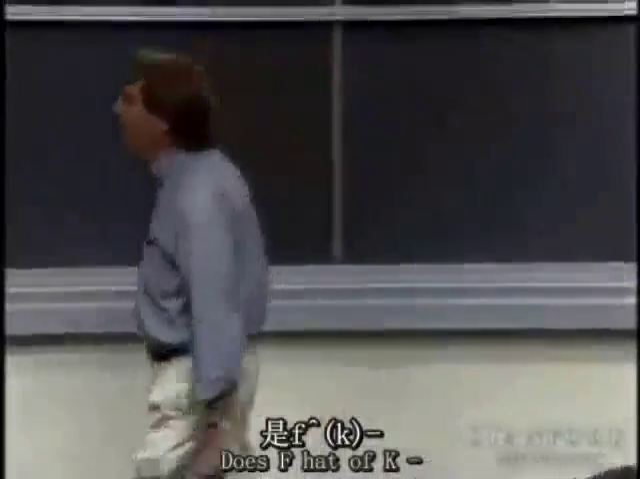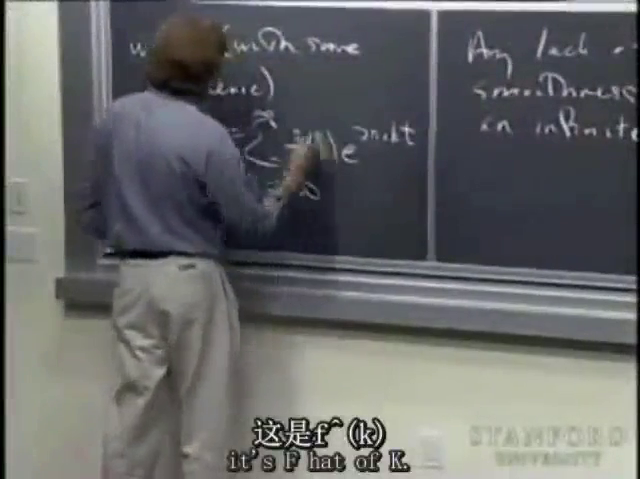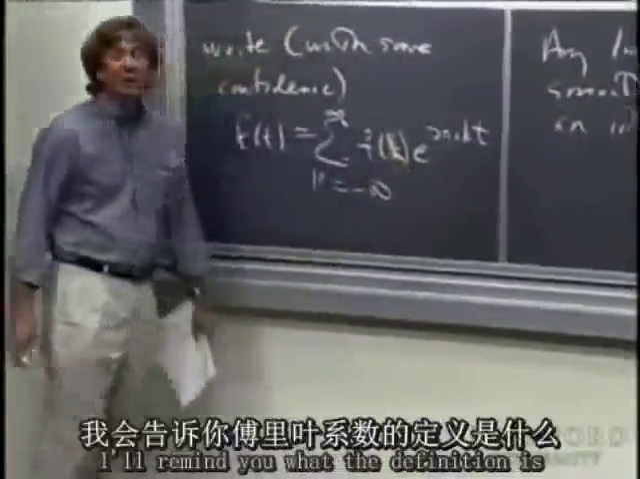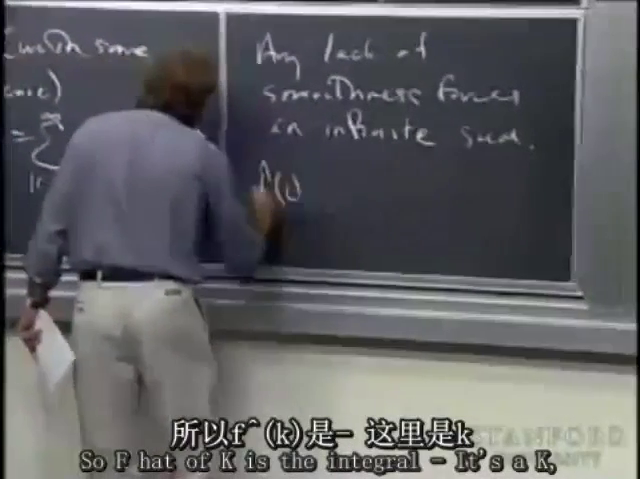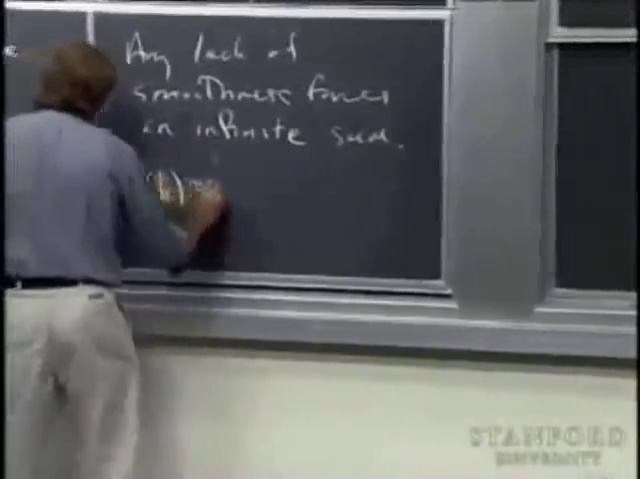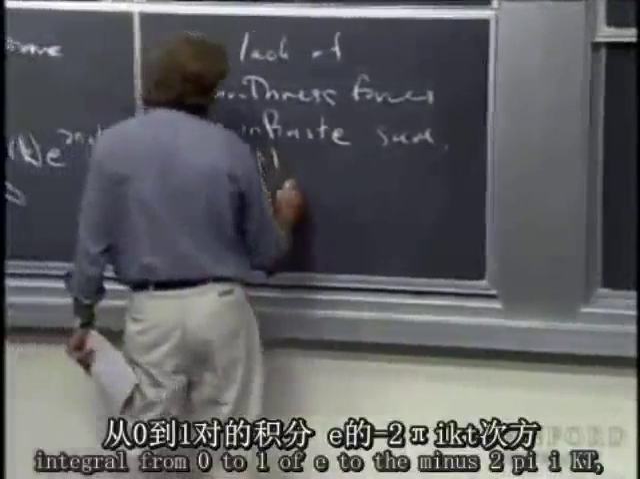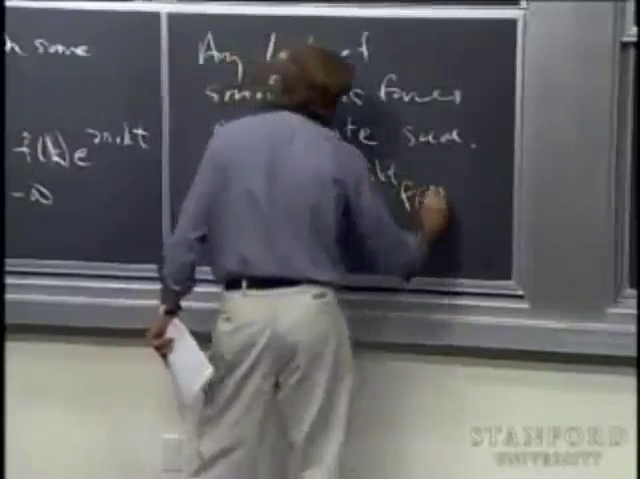That's f hat of k. That actually is a k, although it looks like a t. That's f hat of k, the kth Fourier coefficient. Now, I'll remind you what the definition is, since we're going to use that. So f hat of k is the integral from 0 to 1 of e to the minus 2 pi i kt f of t dt.